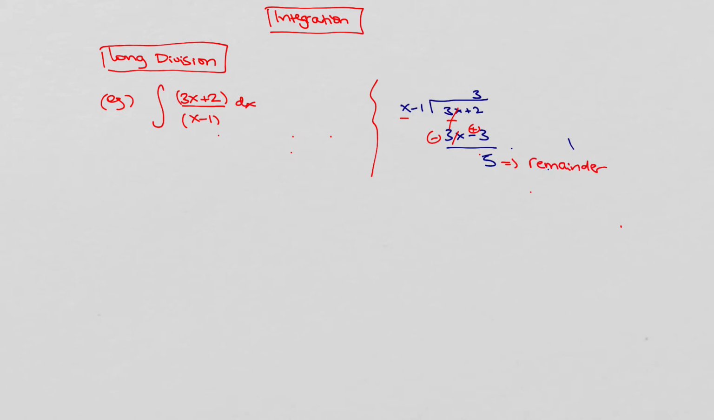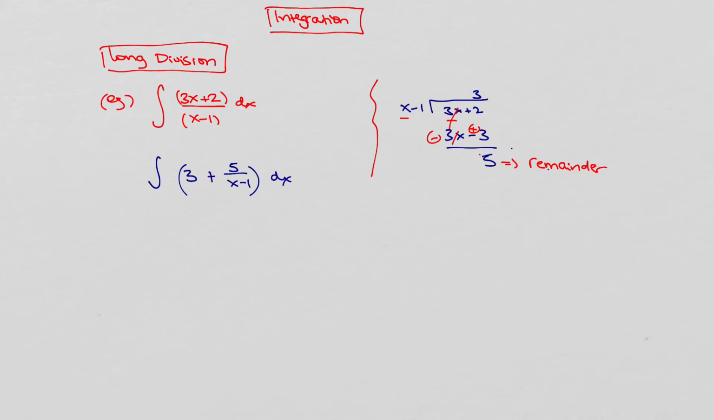So I now put that back in here. When I divide x minus 1 into 3x plus 2, it goes 3 times, and I'm left with 5 over x minus 1, which is my remainder on the top. And now I just integrate as normal.